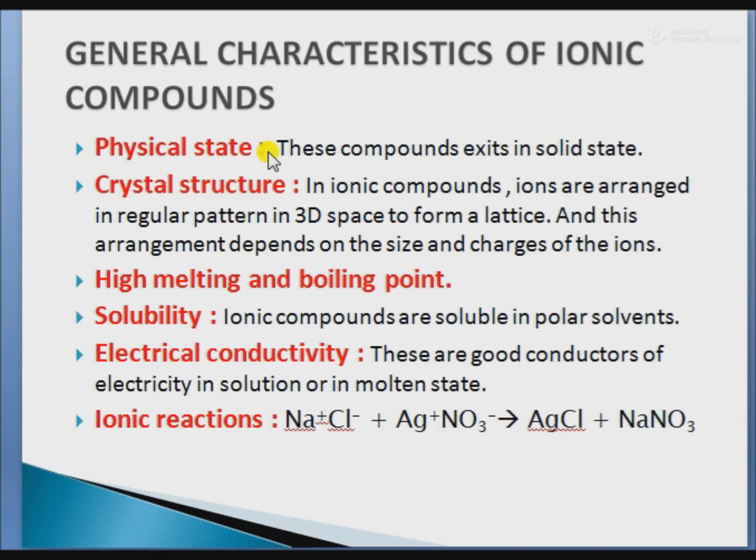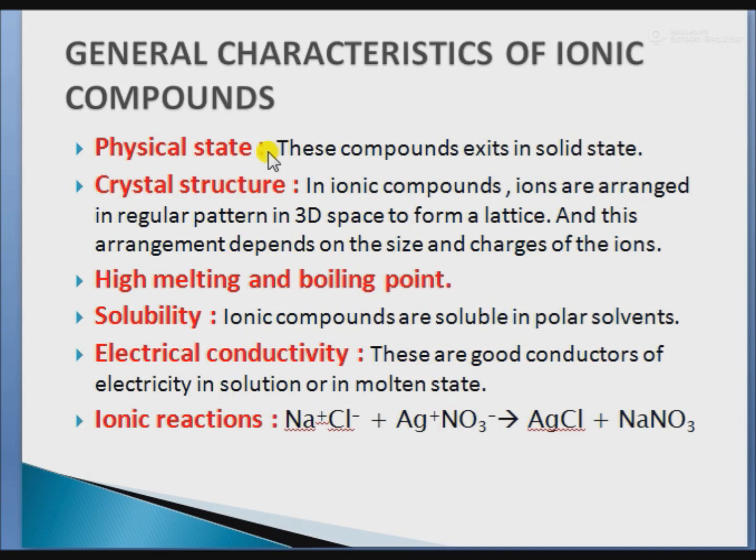Next is solubility. Ionic compounds are soluble in polar solvents like water because they dissociate into ions when dissolved in water. Water is also a polar solvent. Next is electrical conductivity. Ionic compounds are good conductors of electricity in solution or in molten state, and conductivity is due to the movement of ions in the solution or in molten state.